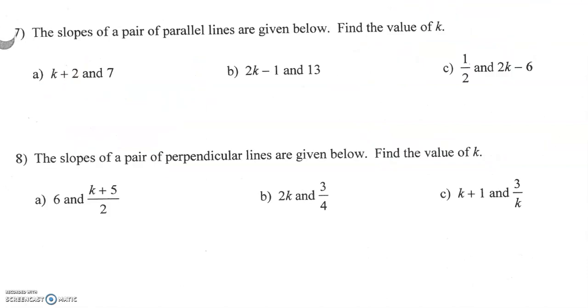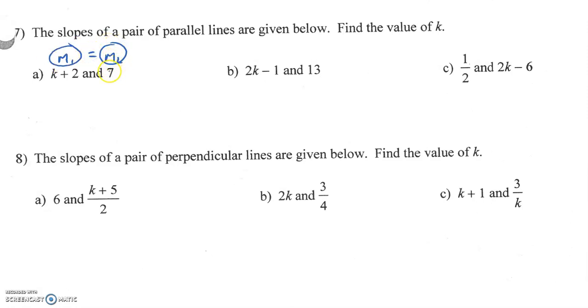Okay, for the next type of question, it says the slopes of a pair of parallel lines are given below. Find the value of k. So this is the slope for one line, and this is the slope from the second line. And if they're parallel, that means that the slopes are equal to each other. So this slope and this slope have to be equal to each other.